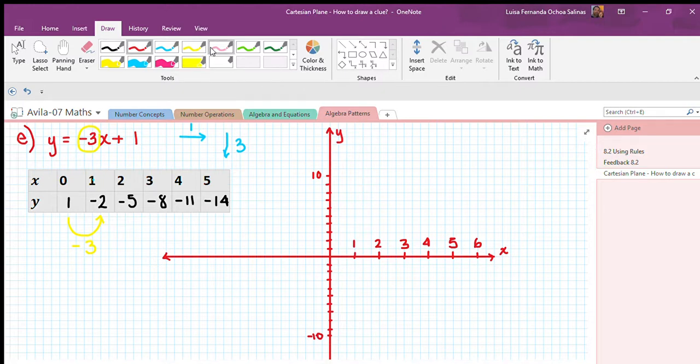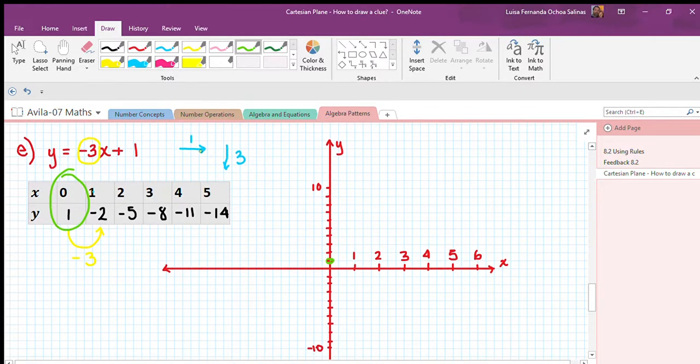Okay, I'm going to start with 0, 1, the first point, and then I'm going to use the rule to find the next ones. So my point is when x is 0, y is 1. So it starts here, that's my first point. Okay, and then I have to move what the rule says here. The rule says 1 to the side, 3 down. So we're going to do what the rule is saying: 1 to the side, 3 down.